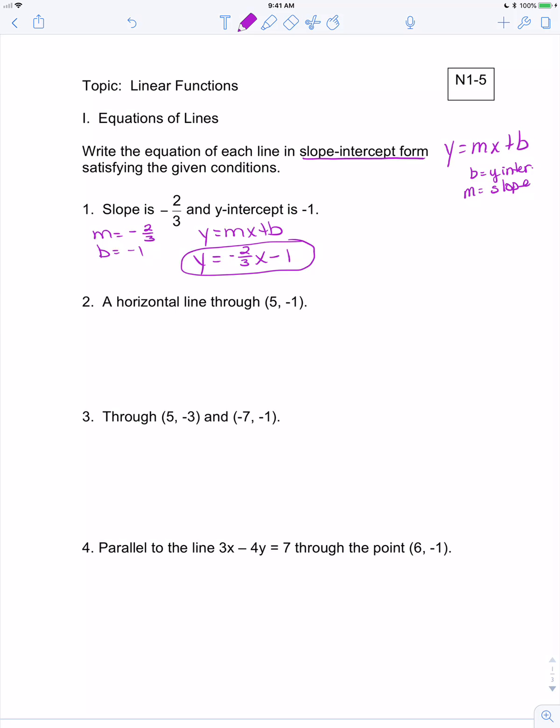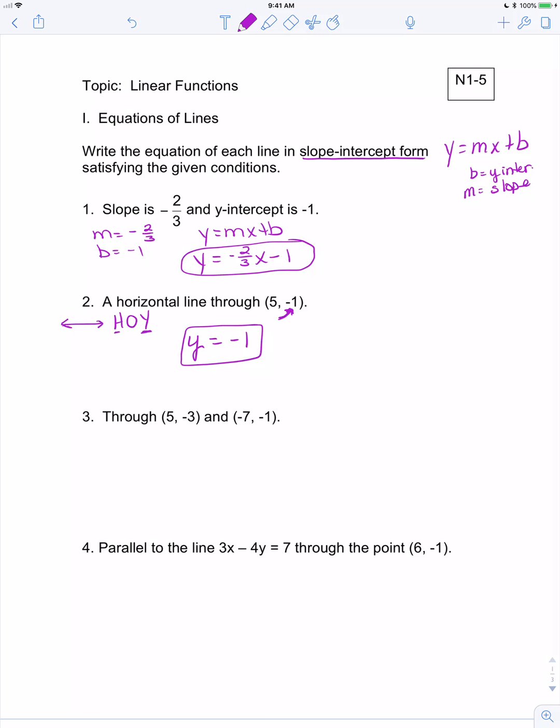So here we're told a horizontal line goes through 5, negative 1. Remember, a horizontal line is just going to be straight like that somewhere on your coordinate grid. I always think of those as hoys. So a vertical line is a vex and a horizontal line is a hoy. A horizontal line is always y is equal to some number. If it goes through this point, it goes through my y value, so y is negative 1. And that's the equation for the horizontal line.